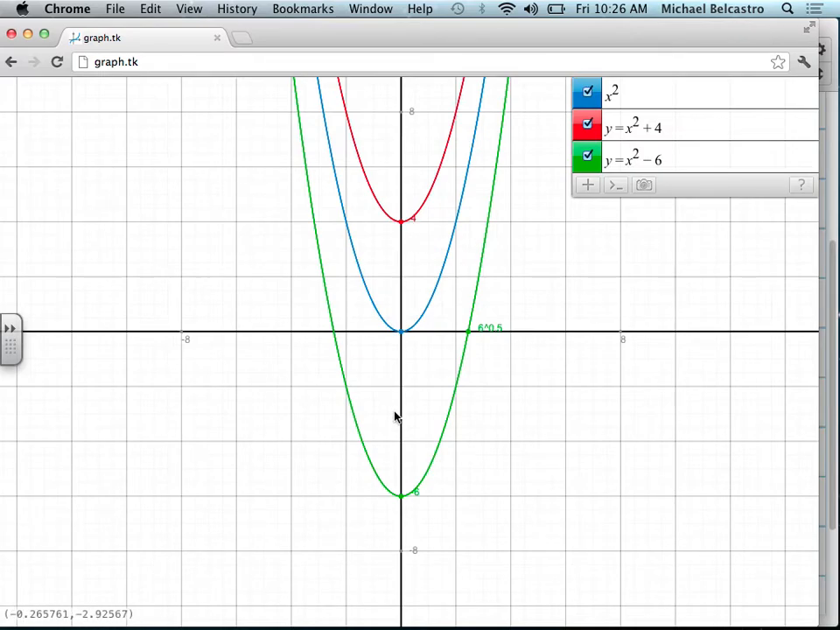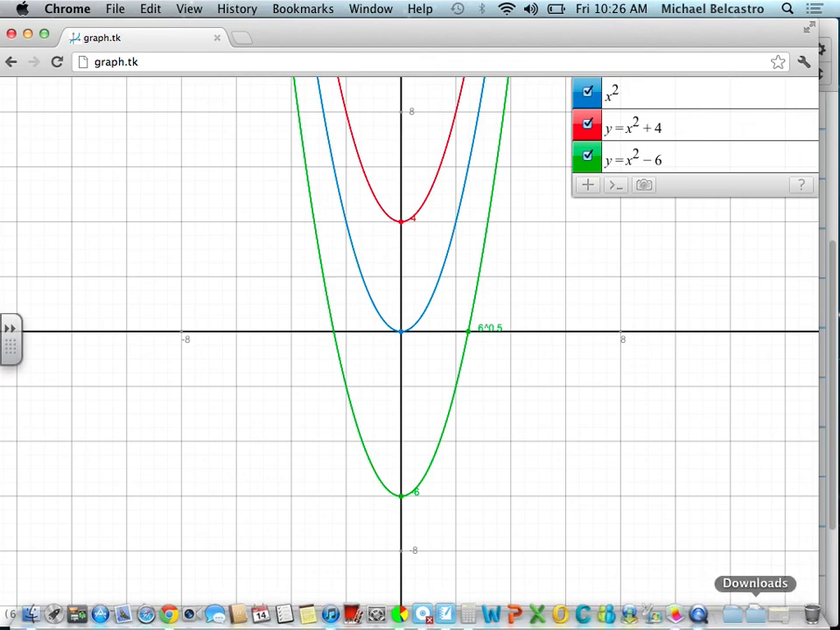And we can create multiple transformations of the exact same parabola just by changing that k value. If it's a positive value, we move it up. If it's a negative value, we move it down. That's vertical transformations.